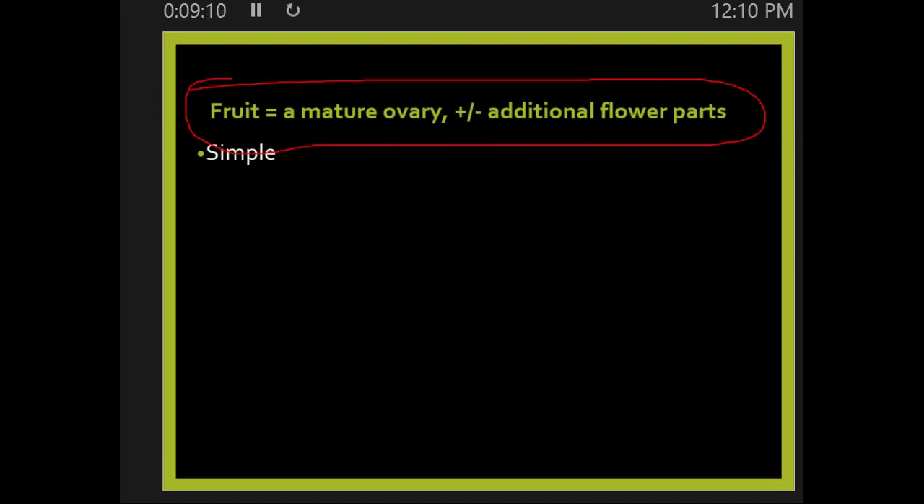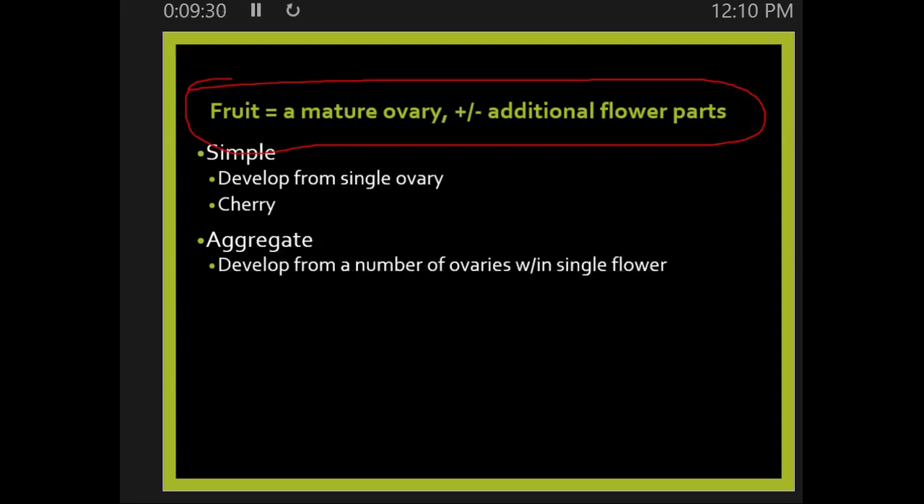All right. Well, sometimes you're going to see on those keys when you look at them, they'll say, oh, it's a simple fruit. That means there's just a single ovary that developed into the fruit that you're looking at. An example would be cherry. You might have an aggregate fruit. This is a single flower, but in that flower there are multiple ovaries. So the ovaries are aggregated together in that single flower. Blackberry, or raspberry.